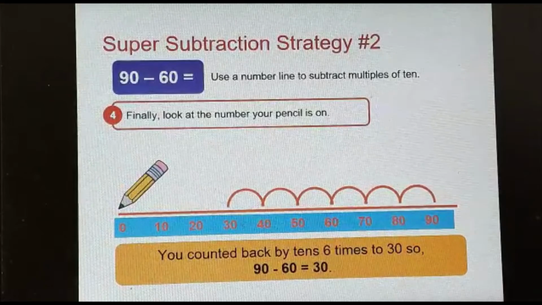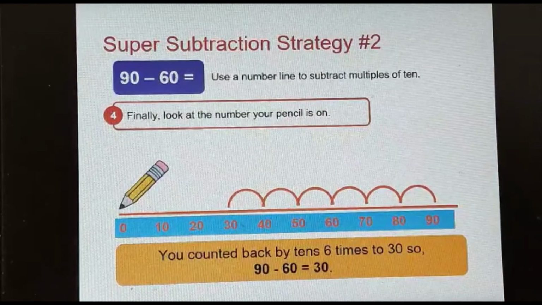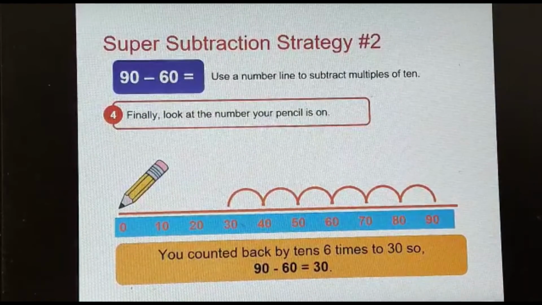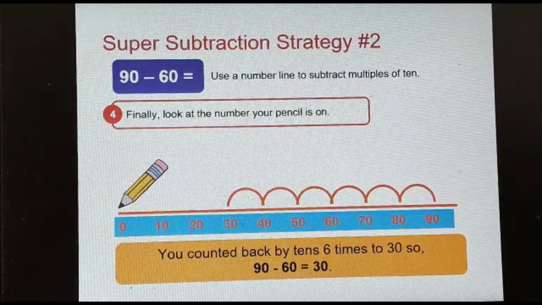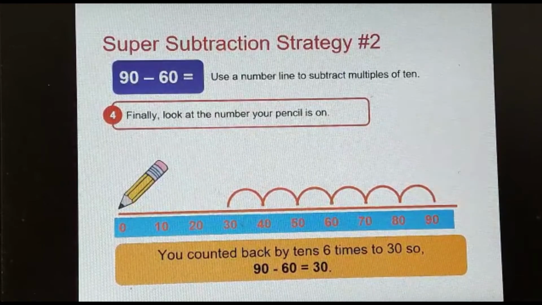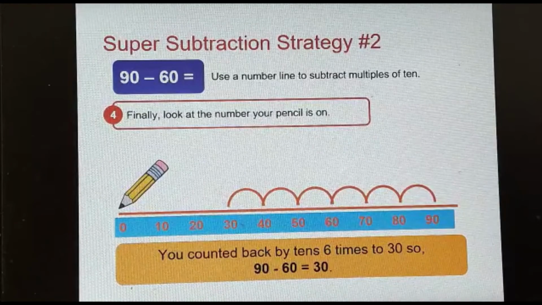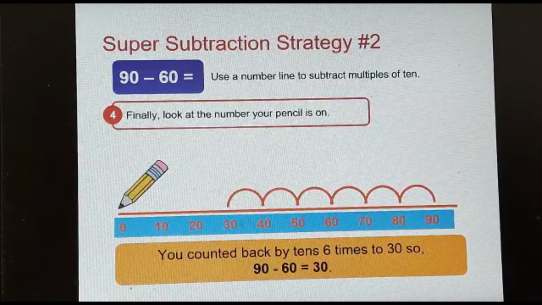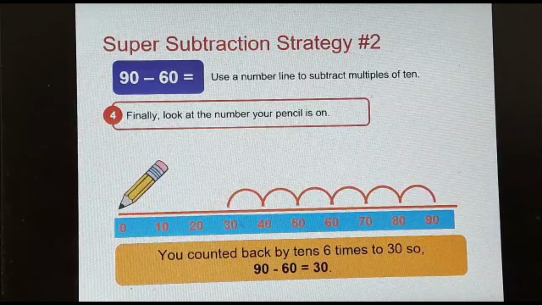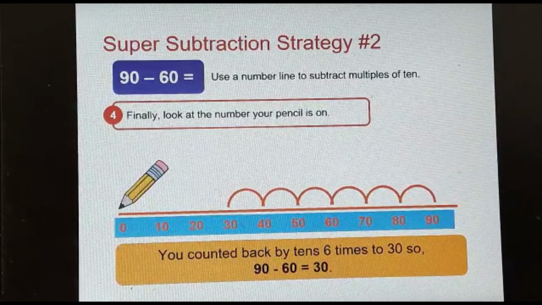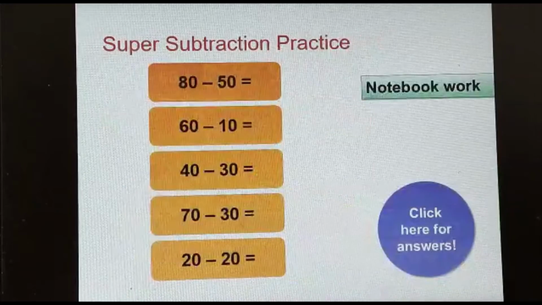Step number 4, which will say you have to look at the number on which you have kept your pencil. And the answer that they get is 30. Now 6 times they have counted back to get the answer as 30. So 90 minus 60 is equal to 30. This is the second strategy.